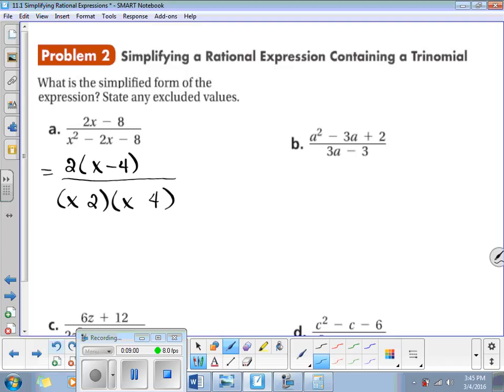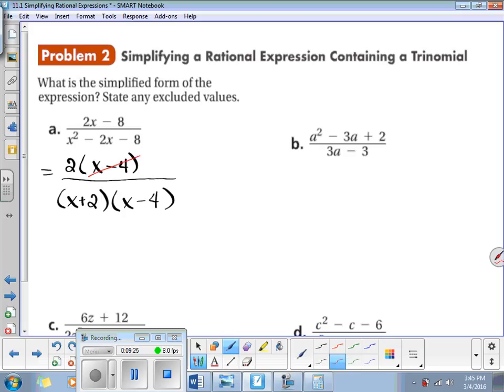Now when we add, remember, one has to be positive, one has to be negative. When we add, we want the answer to be a negative 2. So that means that the bigger number has to be the negative. So negative here, positive there. Now my trinomial is factored, and now I can start simplifying.